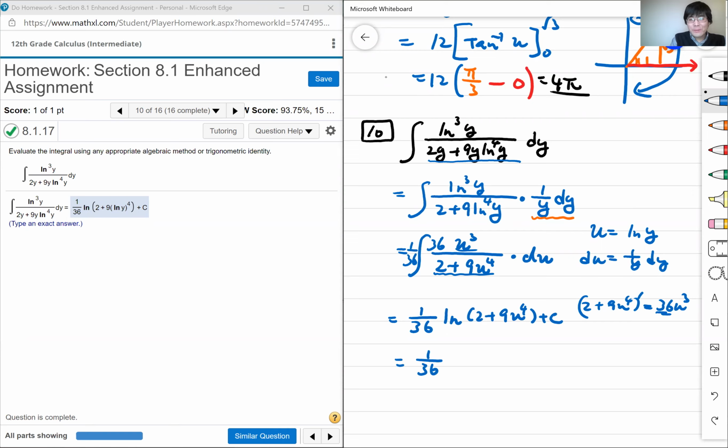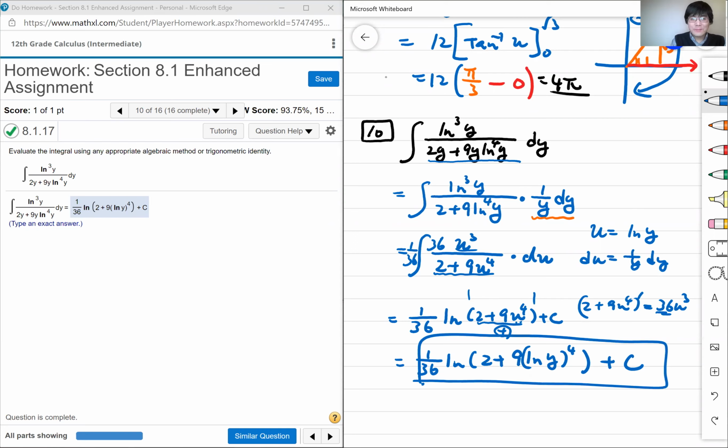Bring back u in terms of y. It's going to be 2 plus 9 ln y to the power 4. This 4th power is outside of ln, so we will need parentheses here. Plus c. Okay, this one you don't need absolute value here. Well, you start with absolute value, but you can remove it because this is always positive for any value of u. Okay, so that's going to be the answer.